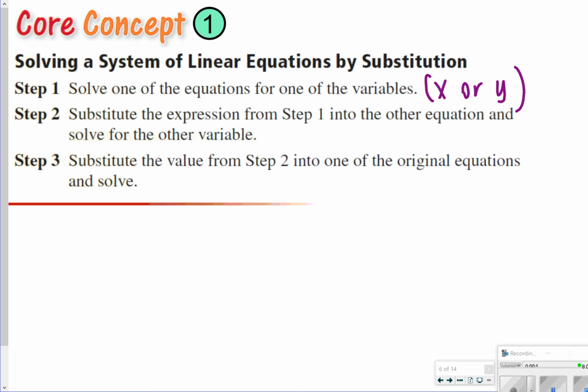I know this is a lot of wordy stuff and it probably doesn't make sense right now, but go ahead and take time now to pause right here so you can write the 3 steps down, and then once you're done, click play so you can see how it's done.